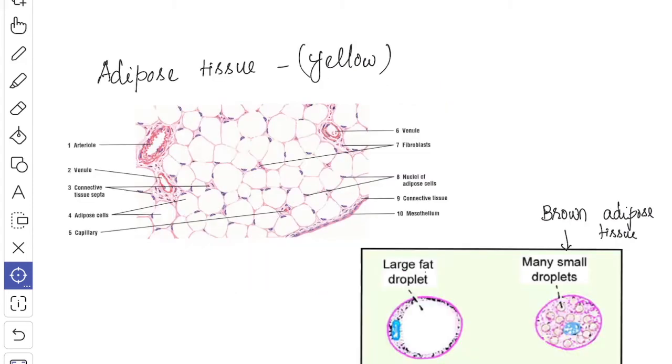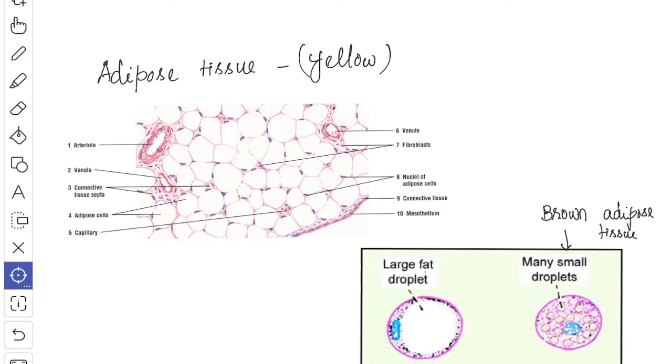Next we'll see about the types of adipose tissue. The adipose tissue is of two types. One is the yellow or white adipose tissue, or unilocular adipose tissue. This is an adult type. The next one is the brown or multilocular adipose tissue, that is the embryonic type. The yellow adipose tissue is what we have learned before. Next we'll see about the brown adipose tissue.